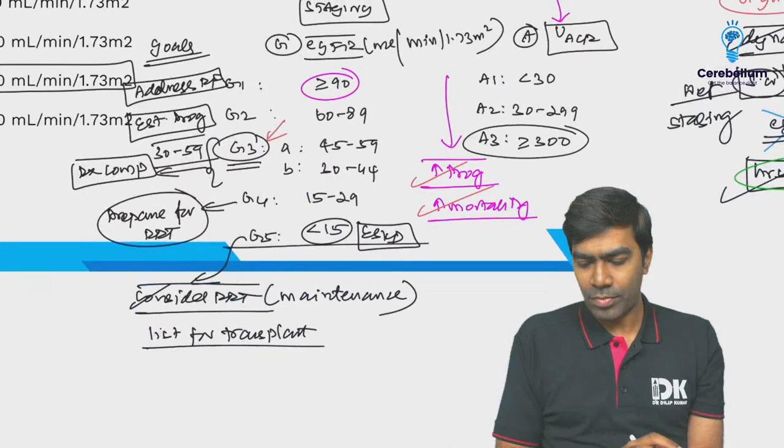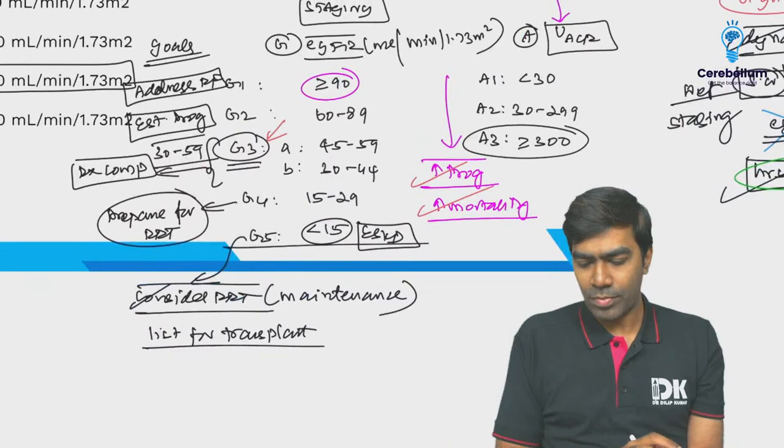But prostatitis treatment will be for a prolonged duration. Acute prostatitis you can give for maybe 14 to 28 days, 2 to 4 weeks. For chronic prostatitis, you have to give for a very long period, like 6 to 12 weeks of treatment.